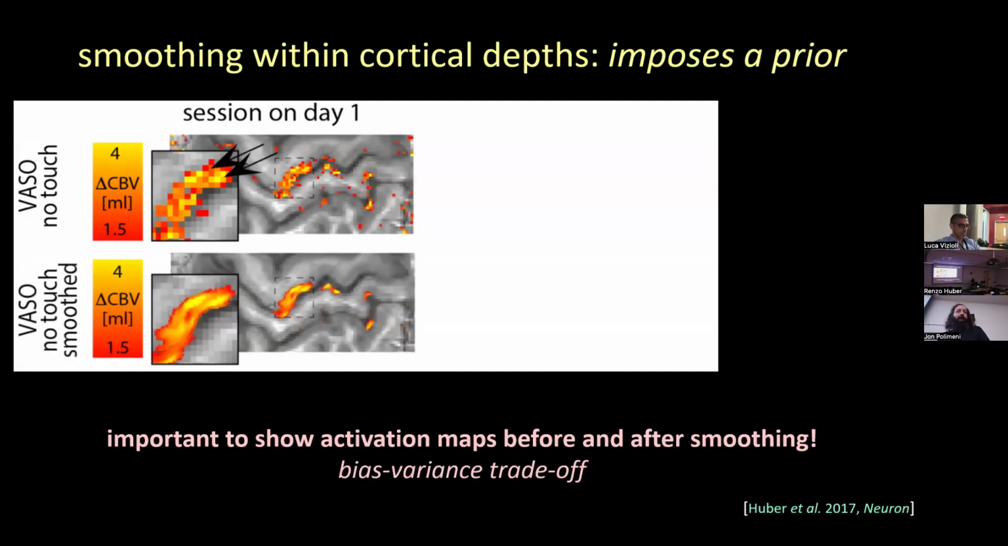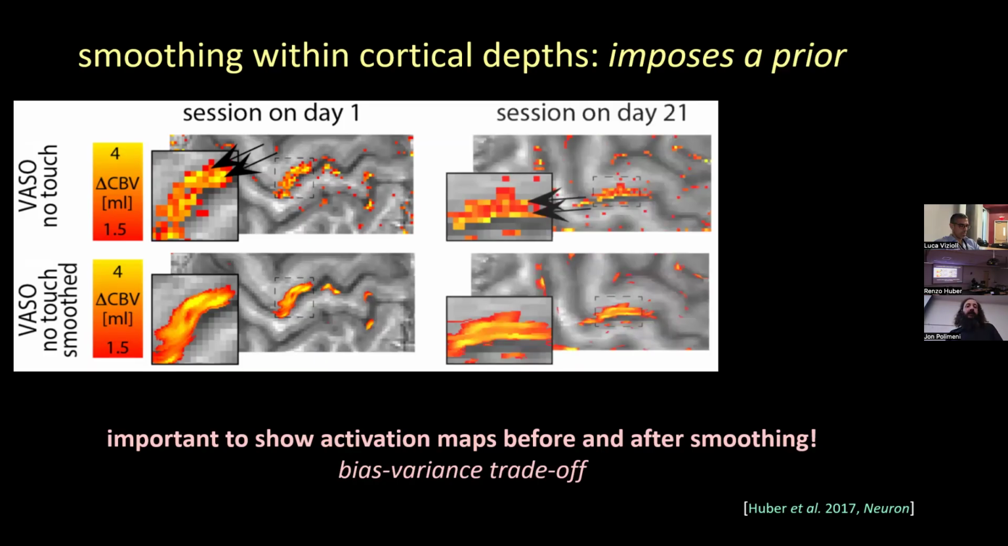So here you can see with these unsmoothed data, it's a little bit hard to visualize the patterns of activation. If we perform this sort of layer-specific smoothing, we can better visualize the layer-specific activation patterns. You can see this across two different sessions. Again, I think this is really important to show the activation maps before and after the smoothing.